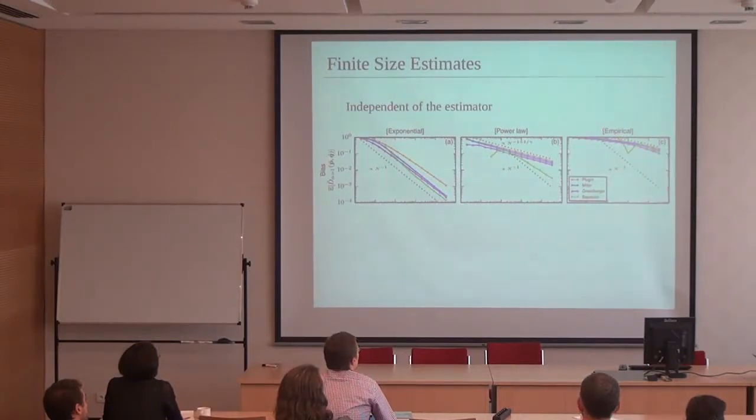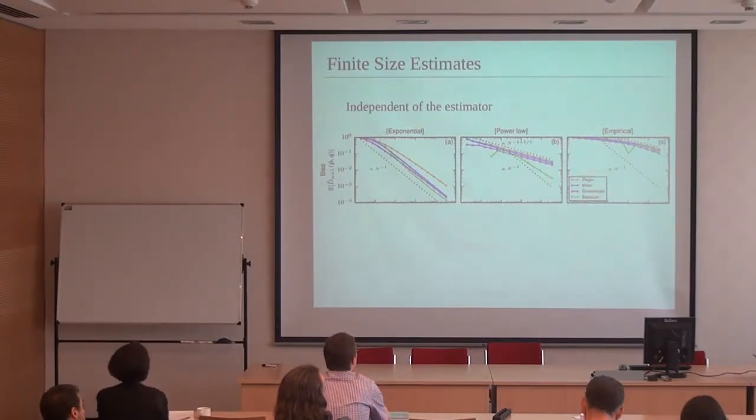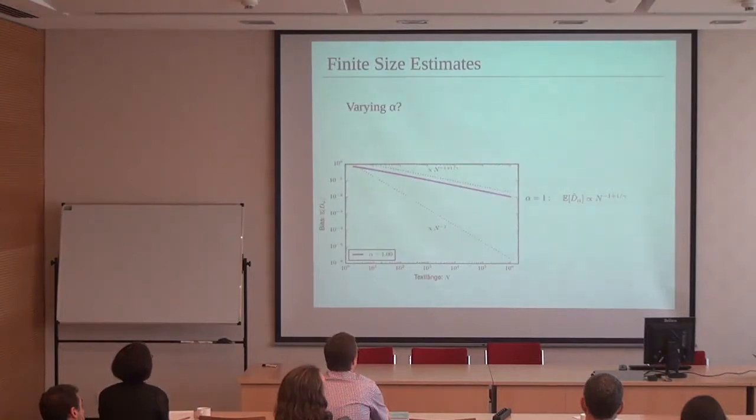But if we sample our text from an empirical distribution, we'll see that all of these estimators basically have the same performance. So there might be a constant shift, where one estimator is better by a factor of 2, but the general behavior, that the decay is much, much smaller, we are not able to solve in that case. So these estimators are not able to address that problem. That raises the question, what happens if we now vary alpha?